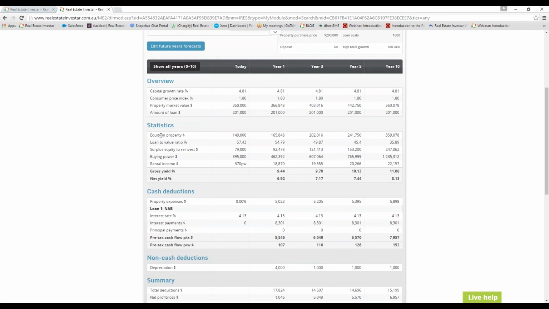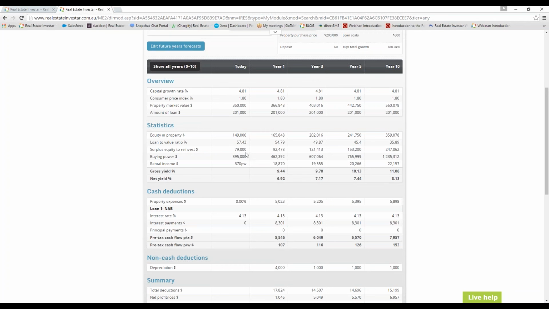We've got the statistics here, equity in the property. By holding on to this property and selling those blocks, we've actually been able to manufacture quite a chunk of equity, which is maintained and held within this property. So it doesn't mean that we need to sell this property to access that equity. What we can actually do is find out here straight away.